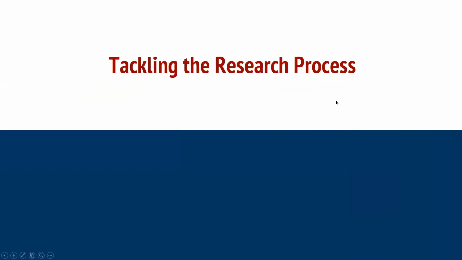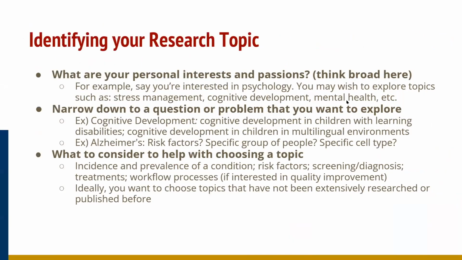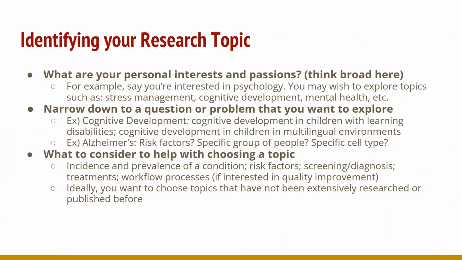All right, so now getting started. The first thing you're going to do when identifying your topic is you don't want to jump right into a search on databases because you're going to get really overwhelmed. You want to use your knowledge, what you already have, what you're interested in, what you want to do in residency, and you can go from there. I gave this example: if you're interested in psych, you can look at topics like stress management, cognitive development, mental health, things like that. Then you can start narrowing it down into problems you want to explore.